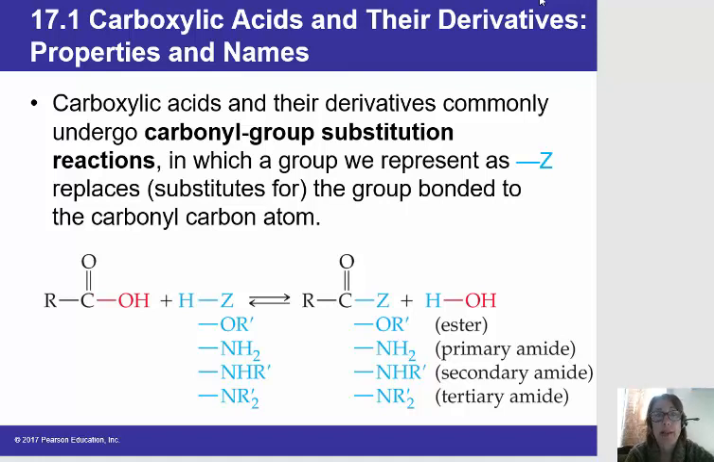Derivatives of carboxylic acids can be formed in the laboratory, and we're going to take a quick look at how these reactions occur. We'll look at these reactions in more detail later in the chapter. So on the left-hand side, we have the carboxylic acid, and highlighted in red is the hydroxyl group.